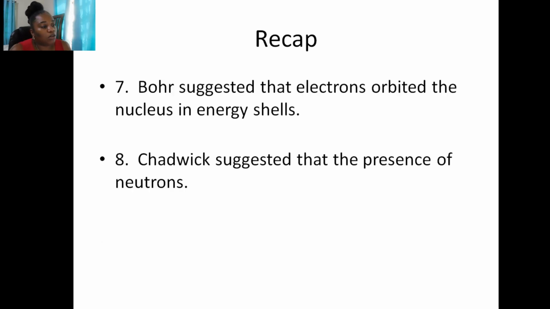Then we had Bohr, who came along and suggested that the electrons orbited the nucleus in electron shells, and then we had Chadwick, who suggested that there were neutrons within the nucleus.